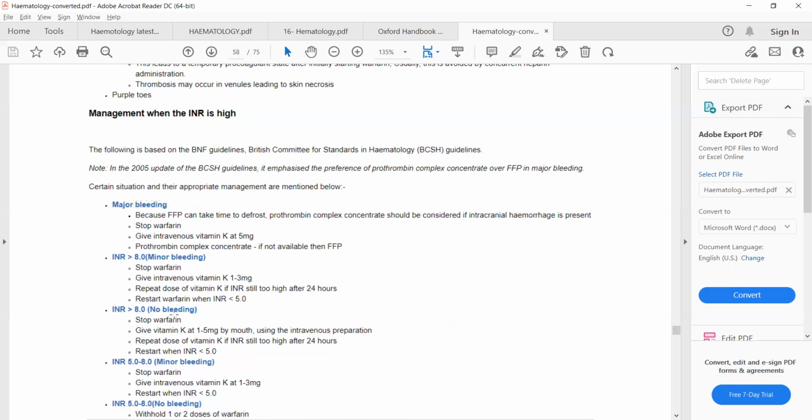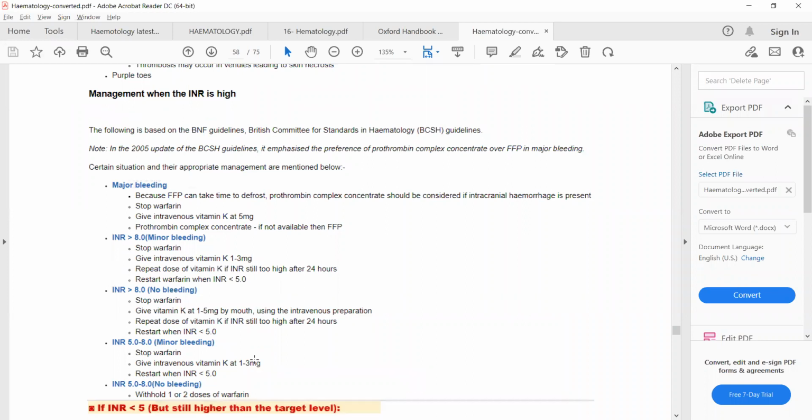And if INR is more than 8 and there is no bleeding, then we can give oral vitamin K. So the simple point is that if INR is more than 8 and there is minor bleeding, we will give intravenous vitamin K. INR more than 8 and no bleeding, we will give oral vitamin K using the intravenous preparation. And after 24 hours, we'll check the INR, and if it's still high, then we'll repeat the dose.